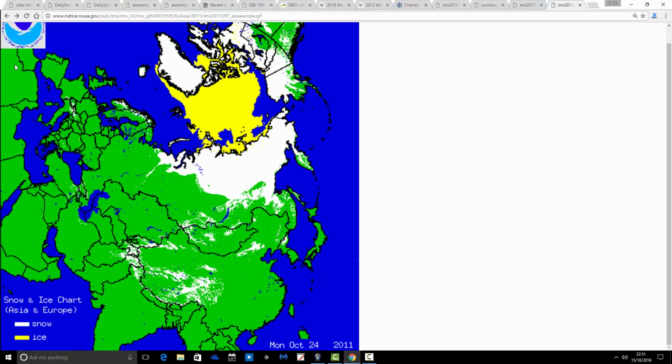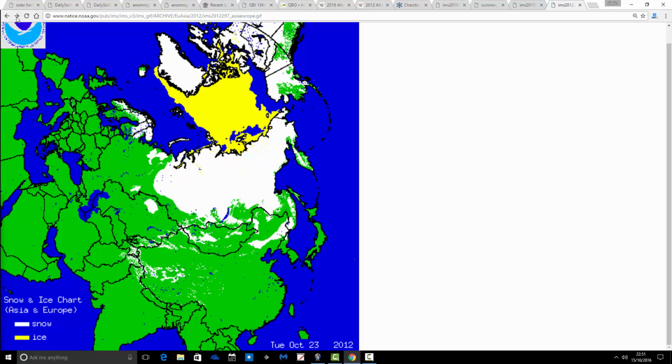2011, now this is a year that doesn't have much snow cover across Scandinavia. This is 24th of October 2011, and you'll notice that away from the mountainous regions, we have got some white splotches here across Scandinavia. They're the mountains of Norway, but away from mountainous regions, hardly any snow across Scandinavia during October 2011. That's a mild winter, of course.